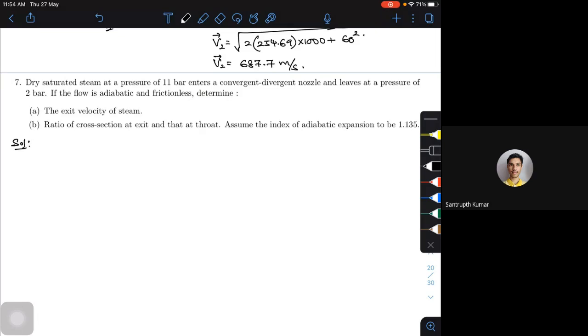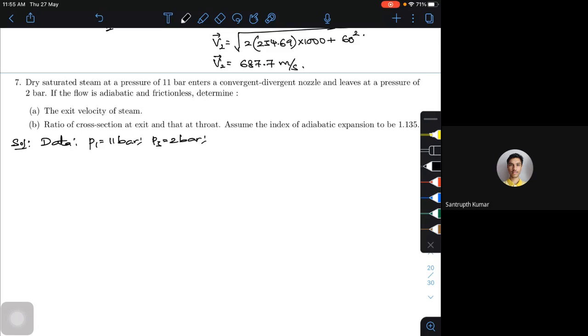Solution. So what are the data given? It is P1, which is 11 bar, and leaves at the pressure. Leaves at the pressure means it's P3, it is not P2. The intermediate pressure P2 is not given, so don't get confused. They are given P1, which is 11 bar, and P3 is equal to 2 bar.